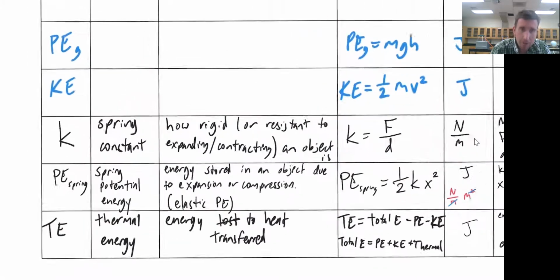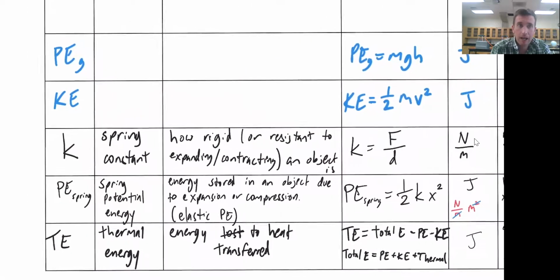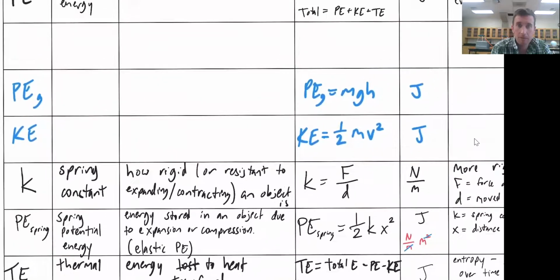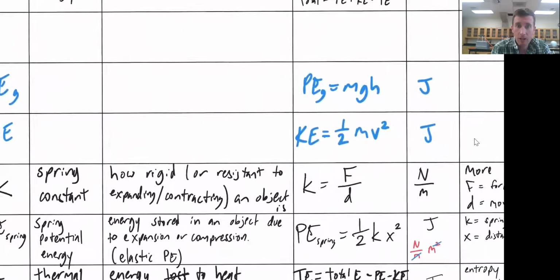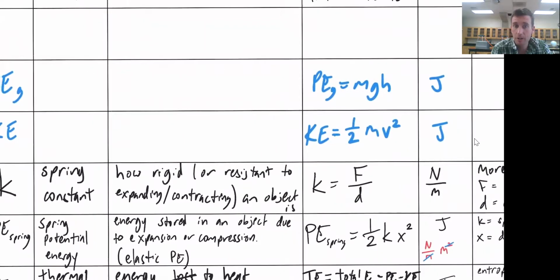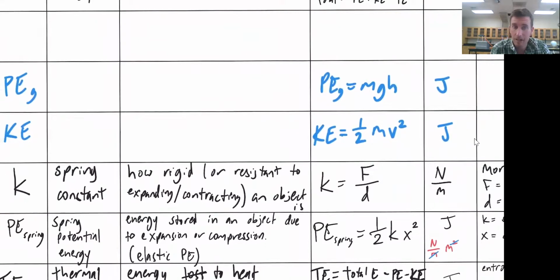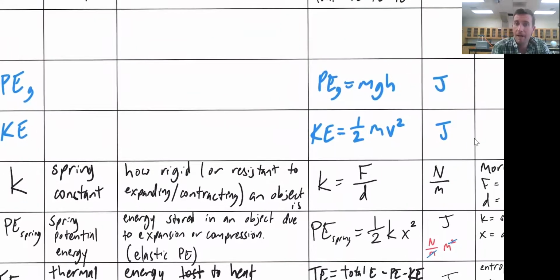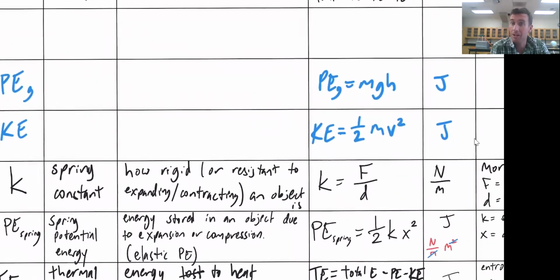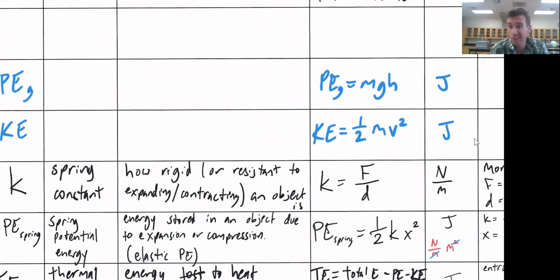So first, potential energy. Due to gravity, PE sub G, you can use the equation PE equals mgh, the unit is joules. Kinetic energy is due to motion, and that equation is 1/2 mass times velocity squared. And again, the unit is joules. All energy has the unit joules.